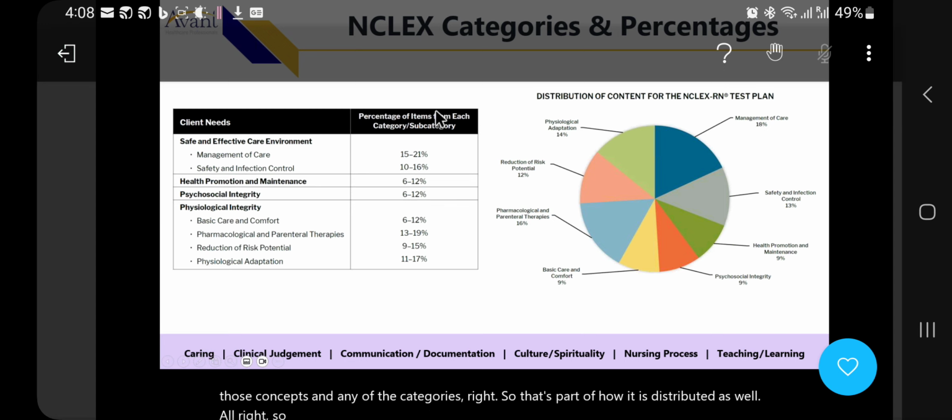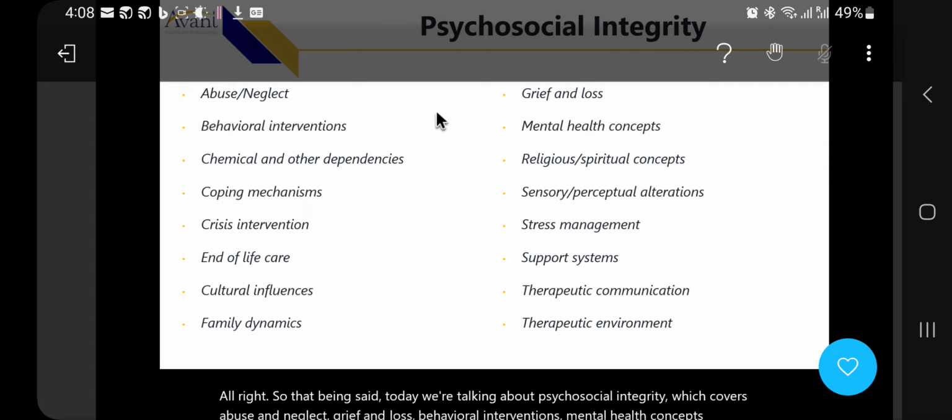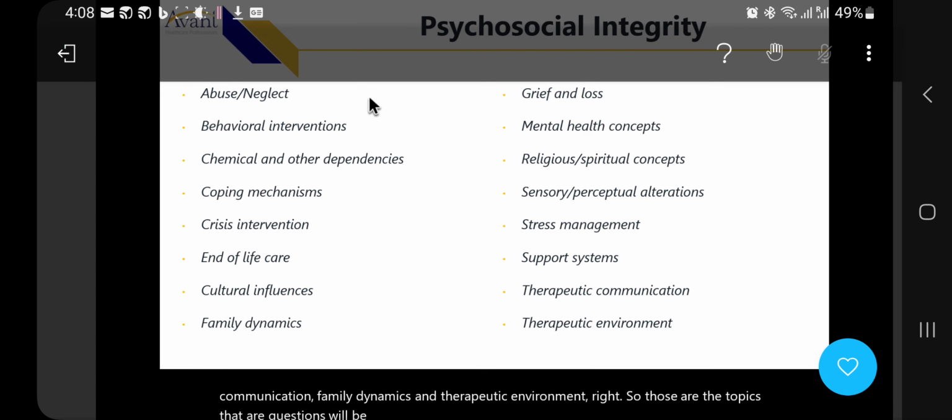All right, so that being said, today we're talking about psychosocial integrity, which covers abuse and neglect, grief and loss, behavioral interventions, mental health concepts, chemical and other dependencies, religious and spiritual concepts, coping mechanisms, sensory and perceptual alterations, crisis intervention, stress management, end-of-life care, support systems, cultural influences, therapeutic communication, family dynamics, and therapeutic environment, right? So those are the topics that our questions will be drawn from.